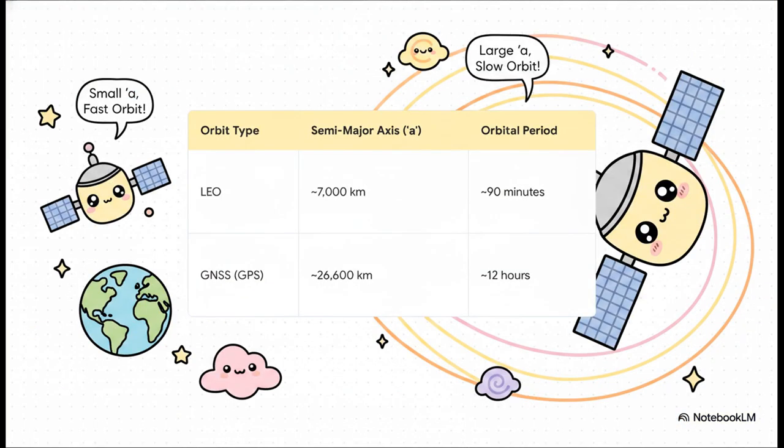And here is where it all clicks into place. Because those LEO satellites have that small A, they zip around the Earth in only about 90 minutes. That's it. But with its much larger A, a GPS satellite takes around 12 hours to circle the globe. You see? The size directly sets the speed of the orbit.